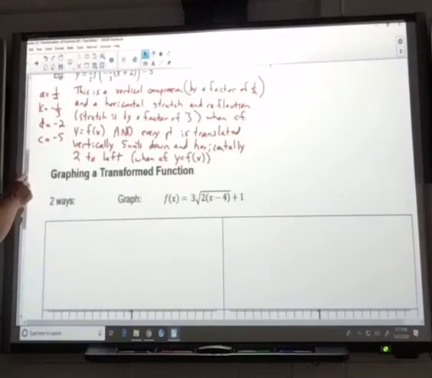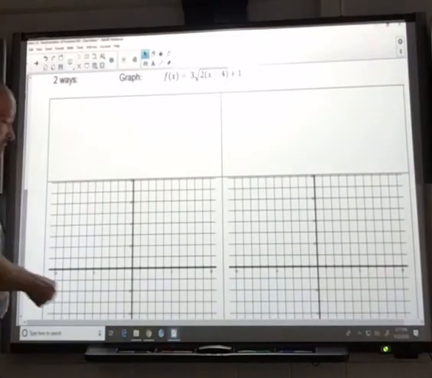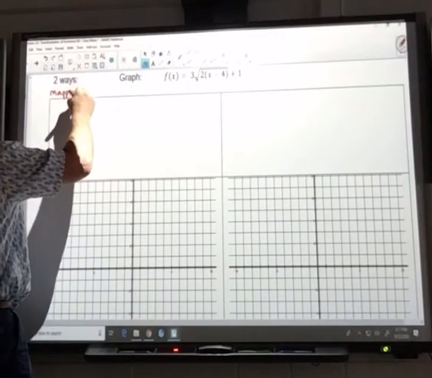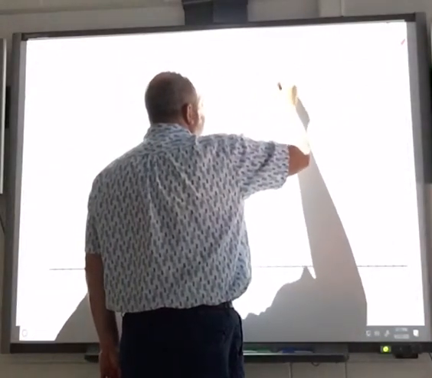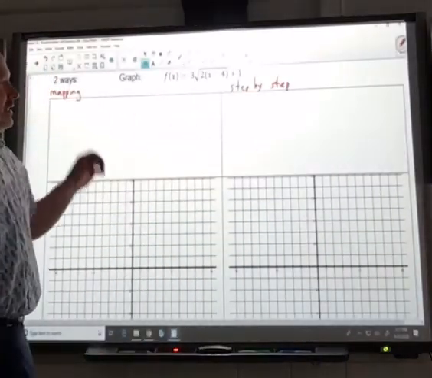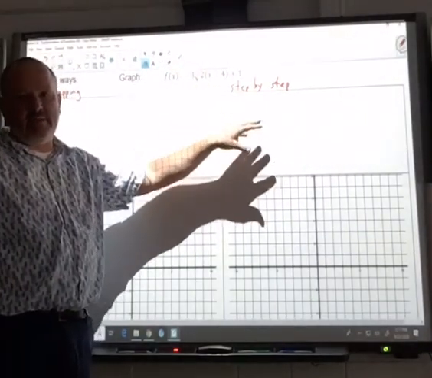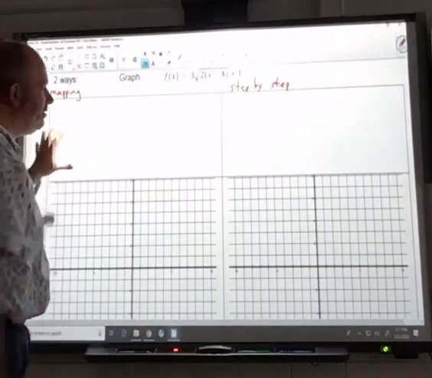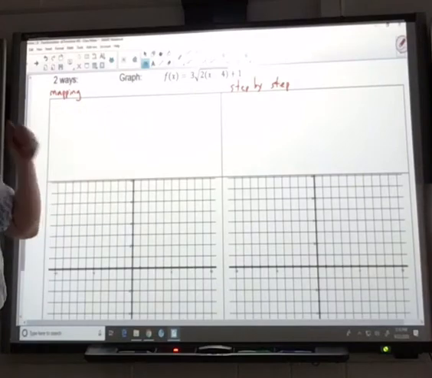Now what we're going to do is graph a transformed function, and we're going to graph this transformed function 2 ways. One way, we're going to use our mapping. And the other way, we're going to use our step-by-step method. For the step-by-step, I'm going to do that one first, because I can figure out my A, K, D, and C value here, and then use the same result over here. Because I need the letters here, and I need to write out the mapping rule, and then I'm going to have to do a little table of values all the way throughout.